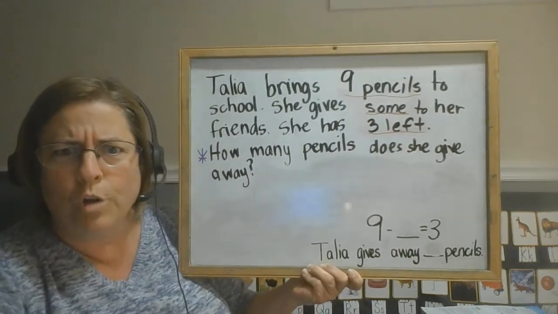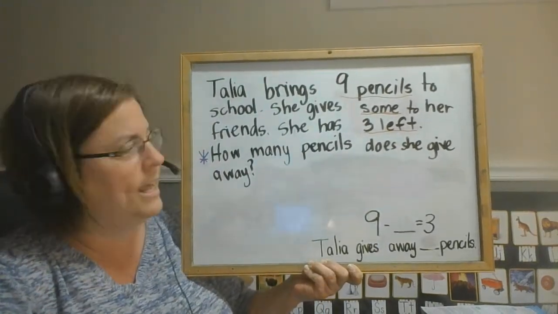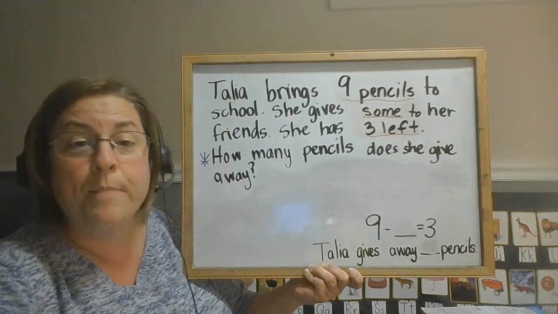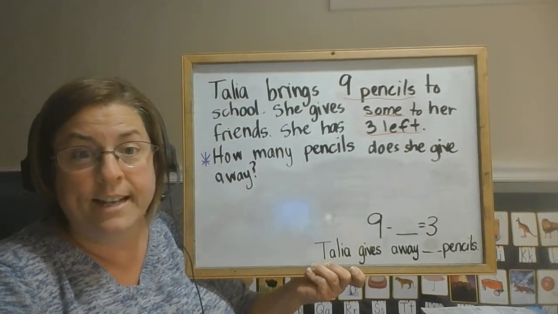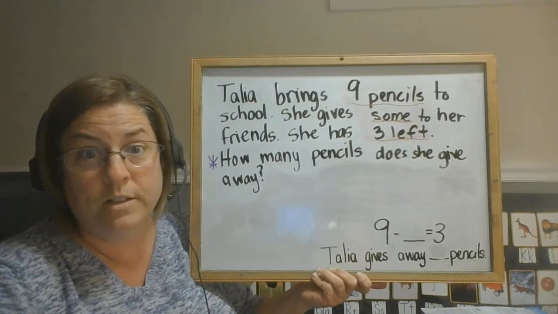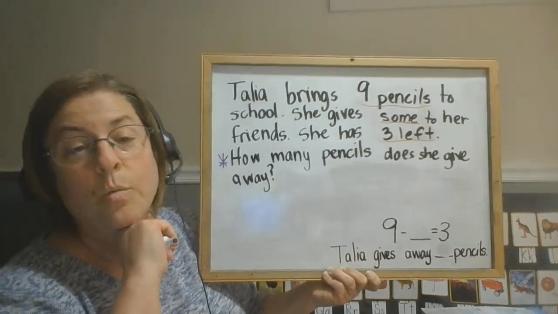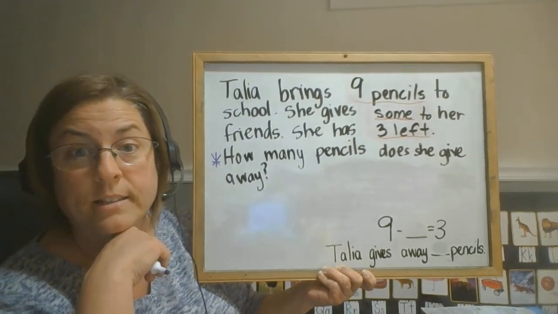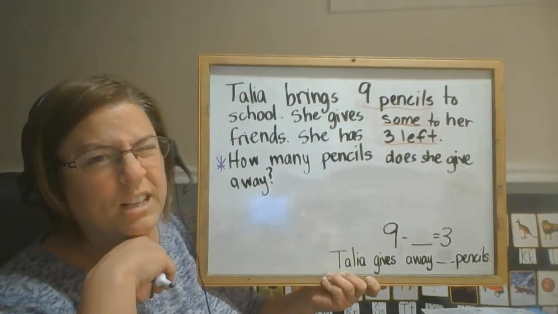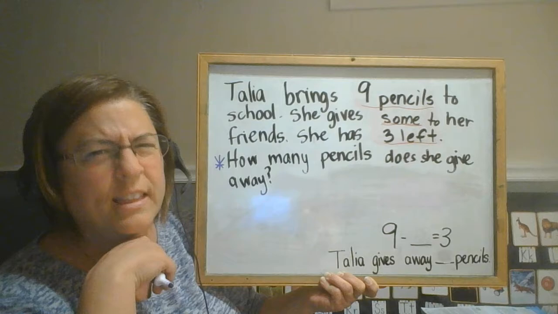Now don't you go and jump to the answer so quickly. Let's try to figure this out. There are many ways that we can figure it out. And today we're going to work on 2 different ways. So one way is we can draw it. Now we're not going to draw pencils because you know pencils take a long time to draw. Let's draw circles.